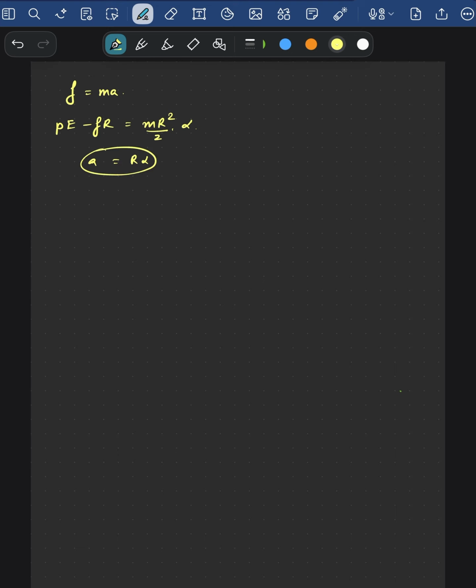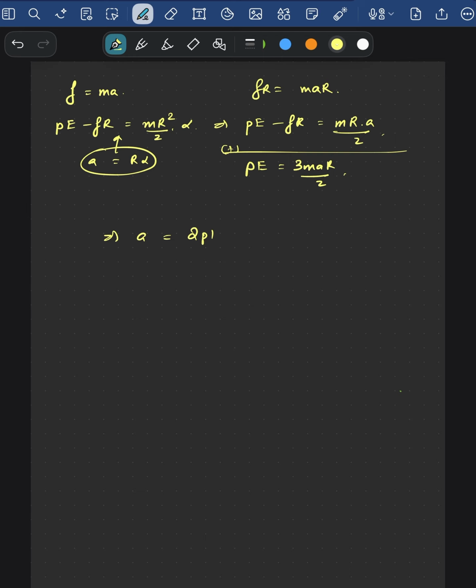Substituting a = R alpha in this equation, with alpha = a by r, I'll get PE minus Fr equal to mra by 2. And I have F = ma over here. The aim is to find out acceleration. Friction is an unknown, so let me multiply this equation with r, so I'll get Fr = mar. Now let me add both these equations. We'll get PE = 3mar by 2, and we'll get acceleration equal to 2PE by 3mr.